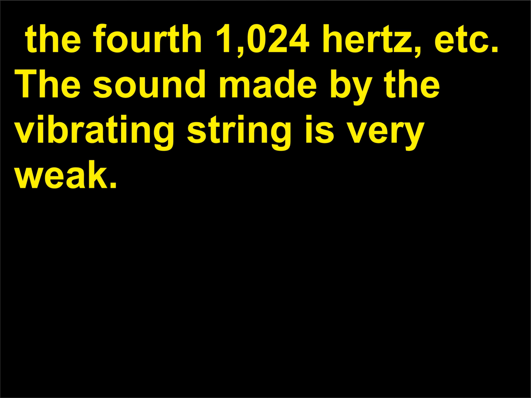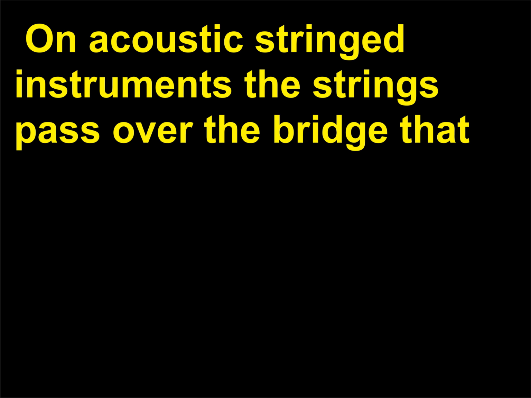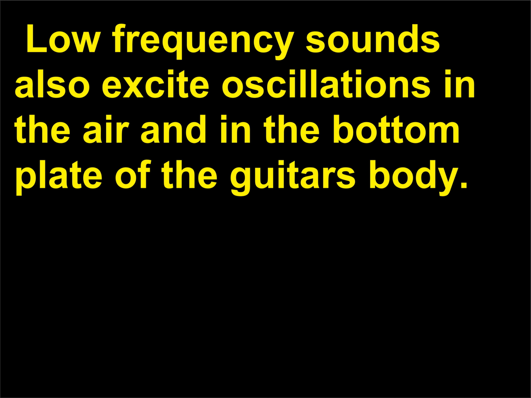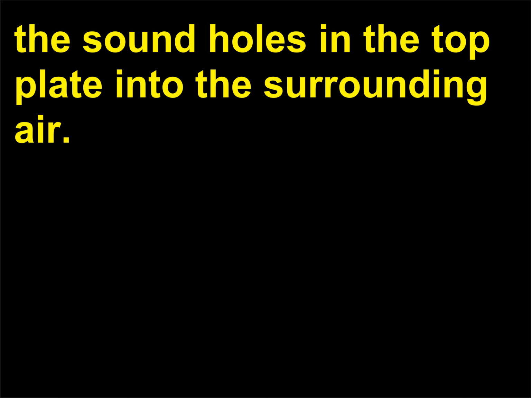The sound made by the vibrating string is very weak. On acoustic stringed instruments the strings pass over the bridge that transmits the oscillations to the top plate of the body of the instrument. Low-frequency sounds also excite oscillations in the air and in the bottom plate of the guitar's body. Sounds from the oscillations of the air pass through the sound holes in the top plate into the surrounding air.